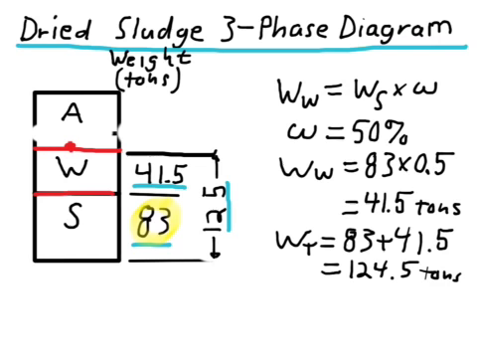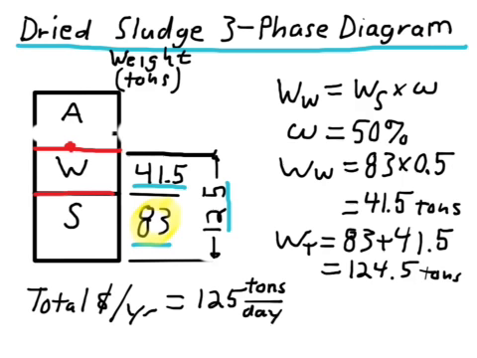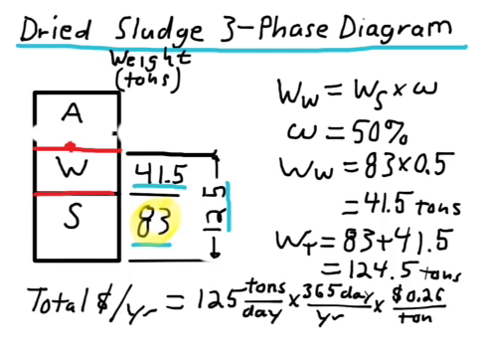Notice that's less than the 200 tons of raw sludge that comes out of the plant, because a bunch of water has been removed. So now all I've got to do is calculate the total dollars per year. That's pretty simple. It's 125 tons per day times 365 days per year times 20 cents per ton, and I put that number in my calculator, and I'm going to come out with $11,900 per year. And that's the answer to the problem.